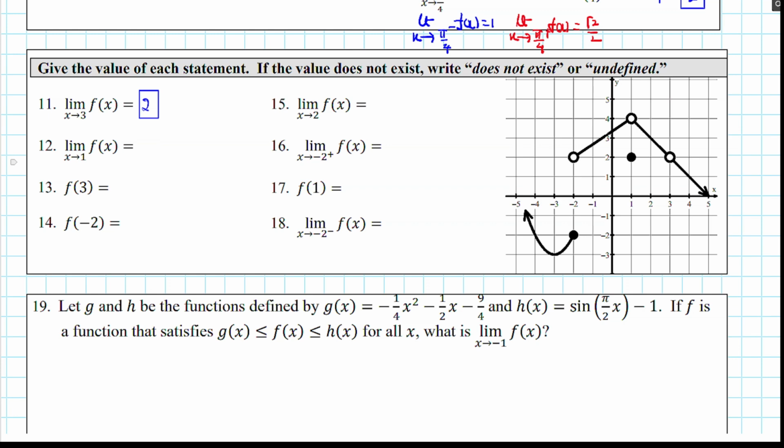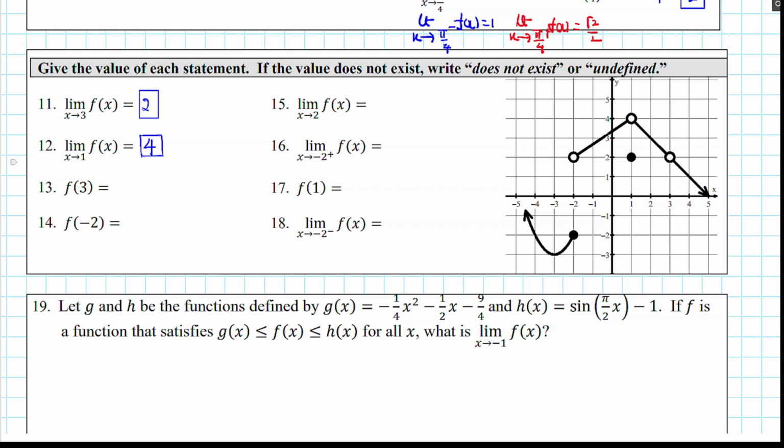And the second one, as x approaches 1, what happens? As x approaches 1, the function values approach 4. It doesn't matter whether the function is defined or not. To find the limit, we have to consider the approaching values only. So as x approaches 1 from the left side, the function values approach 4, and from the right side, the function values approach 4. So both left hand and right hand limits exist and they are equal. The limit as x approaches 1 is 4.